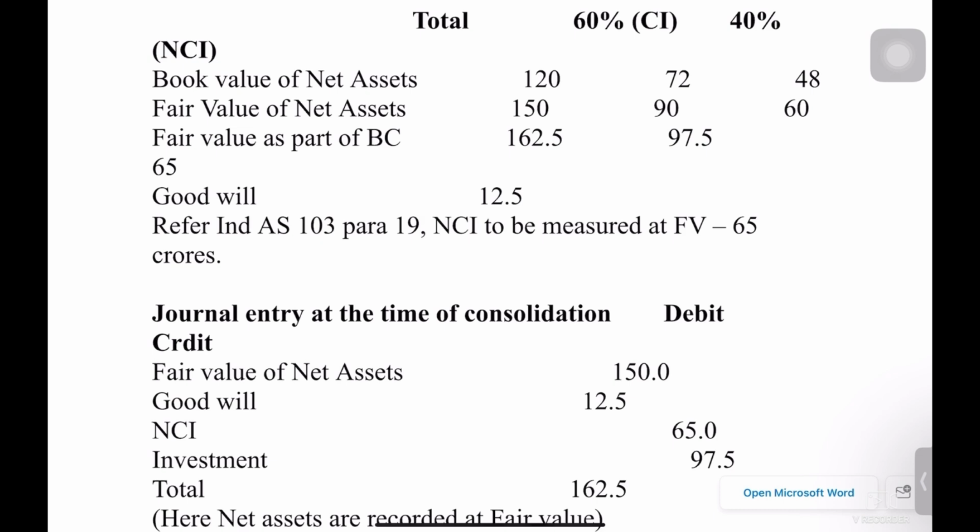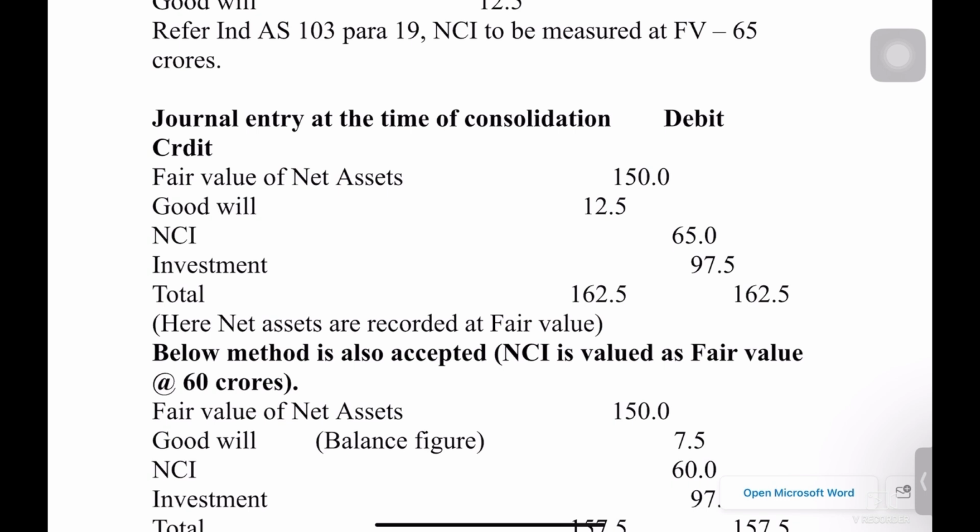Okay. So then, what journal entry should be made? Here, the fair value of the net assets acquired, 150 crore, should be debited, and the goodwill of 12.5 crores also needs to be debited, and non-controllable interest at fair value, 65 crore, needs to be credited, and the investment of 97.5 crore needs to be credited. So the total of debit and credit will be 162.5 crores.